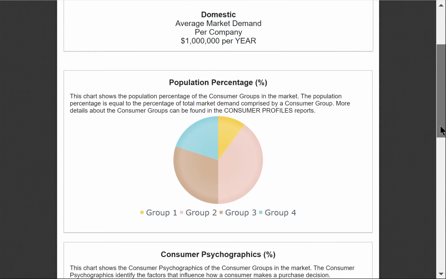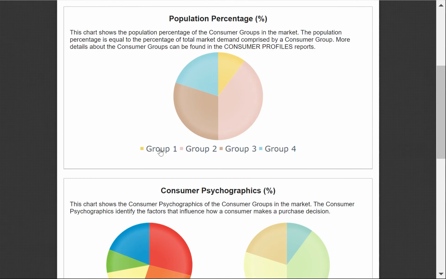I can also see the population percentage. So the simulation has consumers, and the consumers have different profiles. And there are different groups of consumers. So I can see in this simulation there are 4 groups of consumers that are profiled differently. There could be actually up to 10 in your simulation, or fewer. And in this case, again, there's 4.